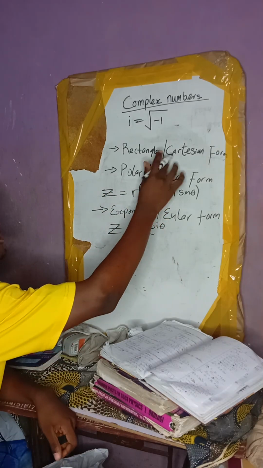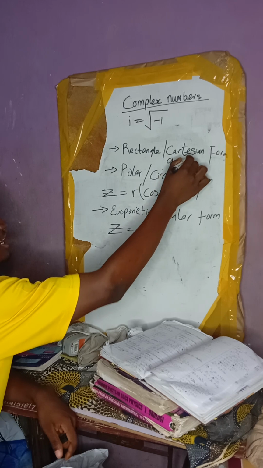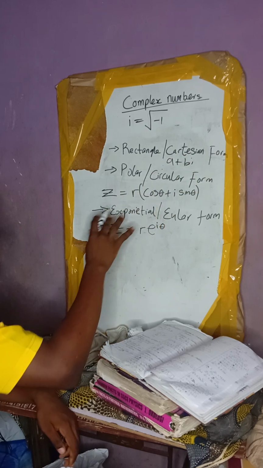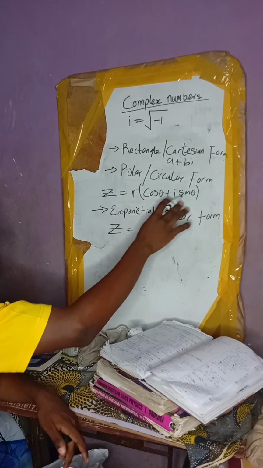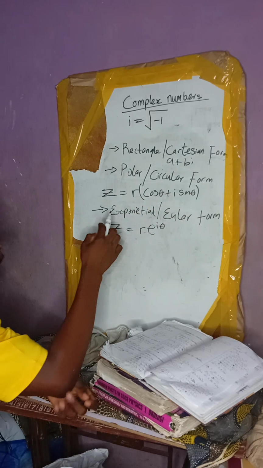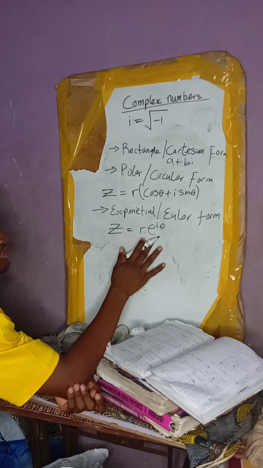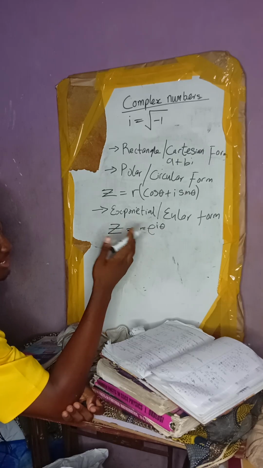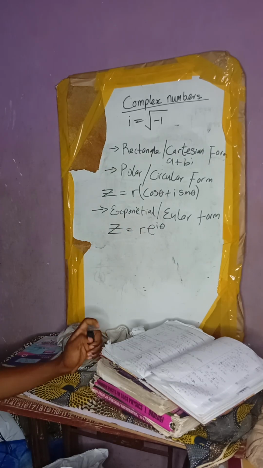We have the Cartesian form, which is your a plus bi, and we have the polar form, which is your r open brackets cos theta plus i sine theta close brackets. And we have your exponential form, which is your r e raised to power i theta. So these are the three ways in which you can represent a complex number.